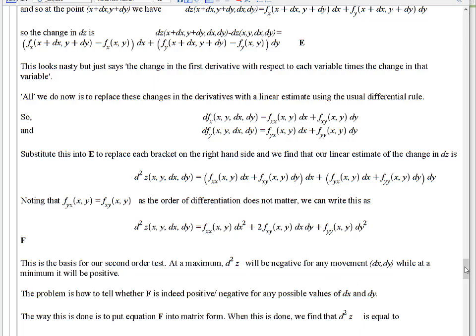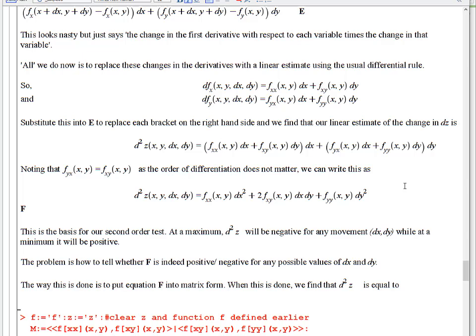And this is the basis for the tests. If this is negative everywhere, it means that in any direction you go, the predicted change is getting smaller. So it must be concave. So you must be at a maximum. If this is getting bigger everywhere, you know that in every direction you go, the predicted change is getting bigger, so you must be at a minimum. And if it changes differently in different directions, then you can't tell either. It could be a point of inflection.